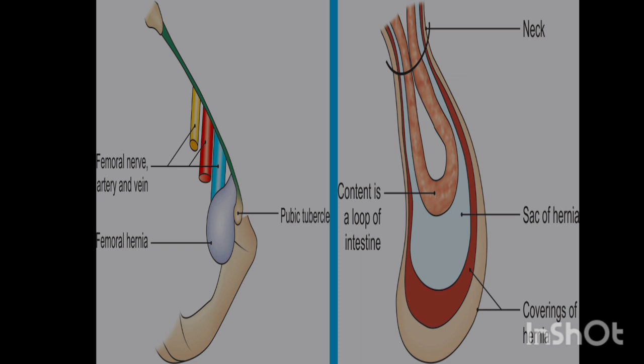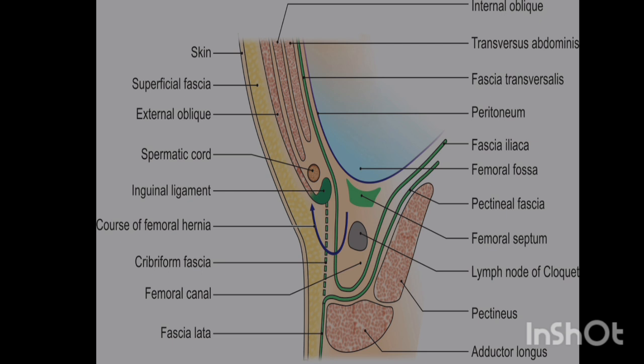In the sac, we can see the sac of hernia along with its coverings and the loop of intestine as its content, and the neck region, which is a constricted part. In this diagram, we could clearly see the course of femoral hernia, that is the course of herniated intestinal loop.